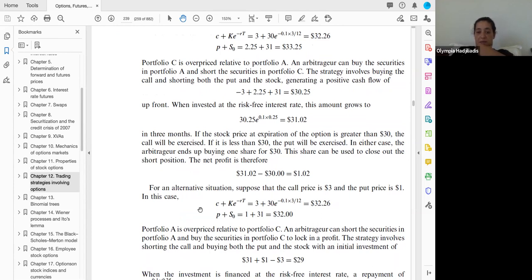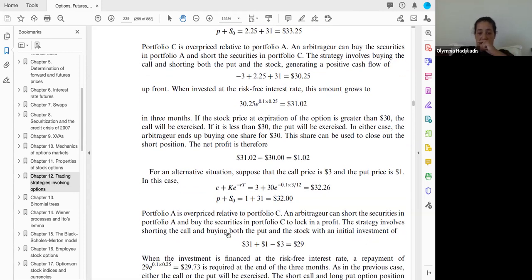In this case, C plus K e to the minus RT ends up being $32.26. P plus S0 turns out to be $32. And now portfolio A is overpriced relative to portfolio C. An arbitrager can short the securities in portfolio A and buy the securities in portfolio C to lock in a profit. The strategy involves shorting the call and buying both the put and the stock with an initial investment of $31 plus $1 minus $3, because you are shorting the call.